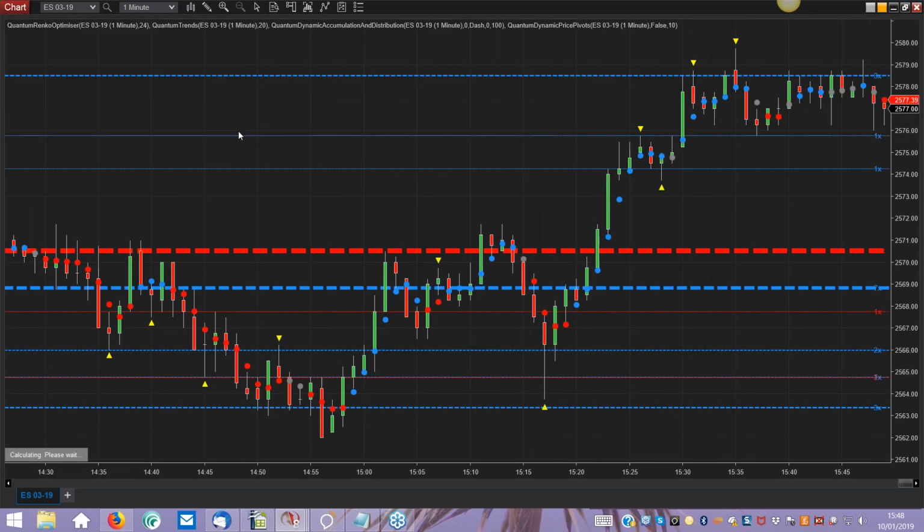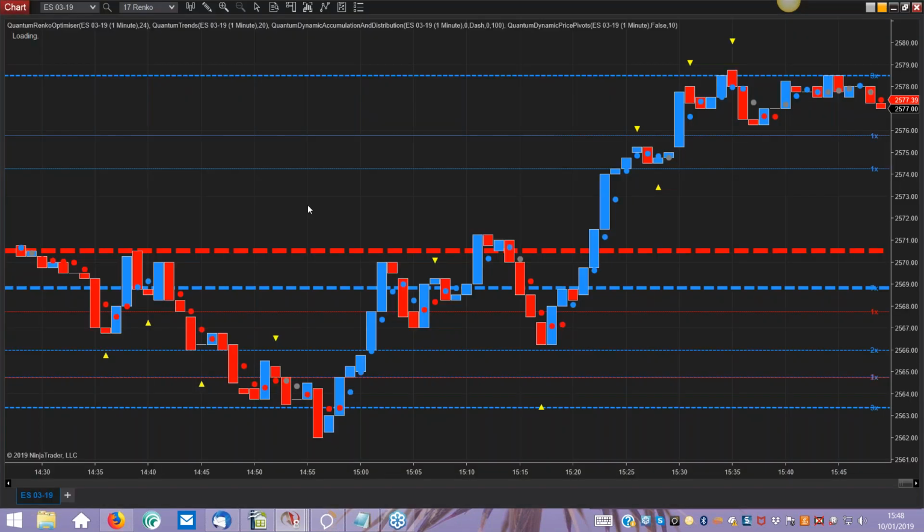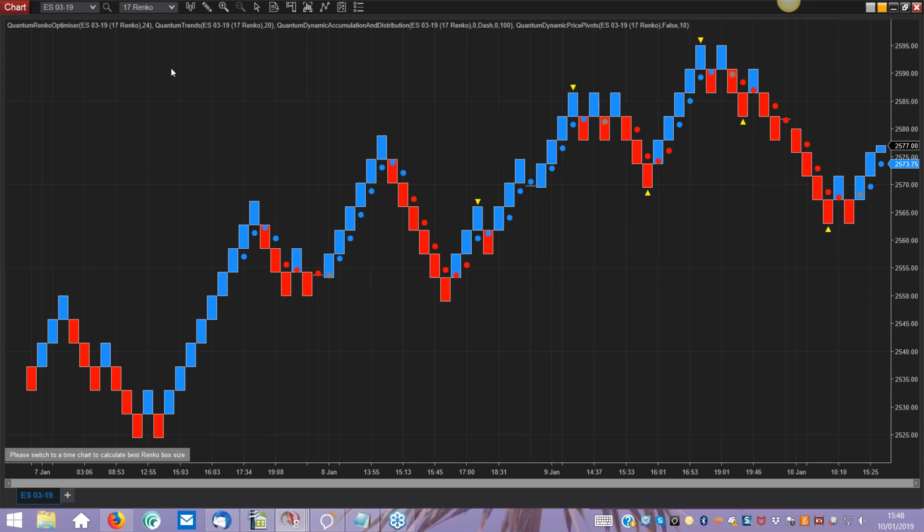Just select what it is. I've got a minute here. Normally go sort of 1 minute or 2 minute. And it says we're on a 17 brick size. And basically what that 17 refers to, if you put a decimal point in, it's 1.7. So basically it's a full point plus 3/4 of a point. In other words, 7 ticks in total, which is what you'll find the brick sizes are.